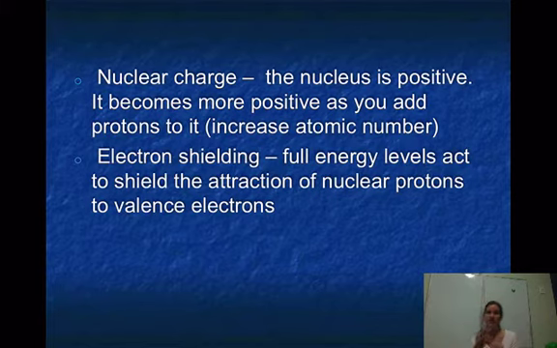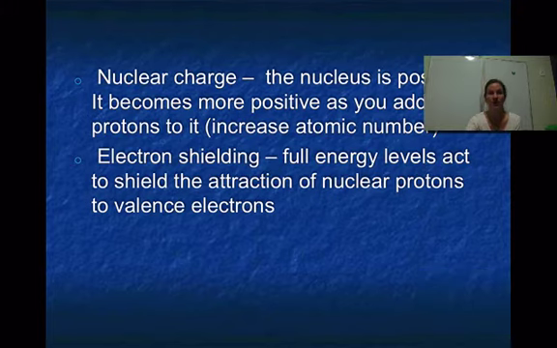So part of just the structure of an atom is the fact that the protons are always pulling on the electrons. There is an attraction of the electron cloud with the nucleus. That attraction varies depending on how many protons are in the nucleus and how many energy levels are full. Okay? Nuclear charge, electron shielding. Again, you're going to use these to explain why the trends are the way they are.